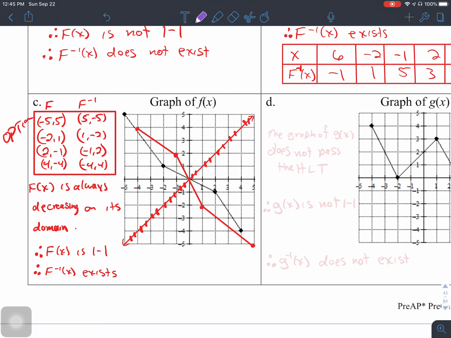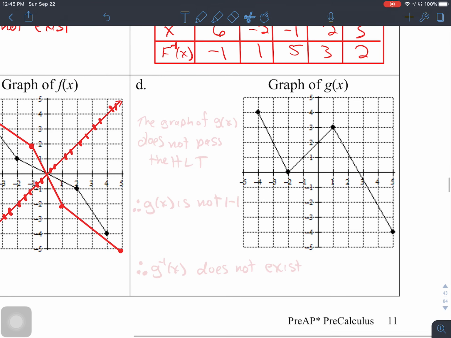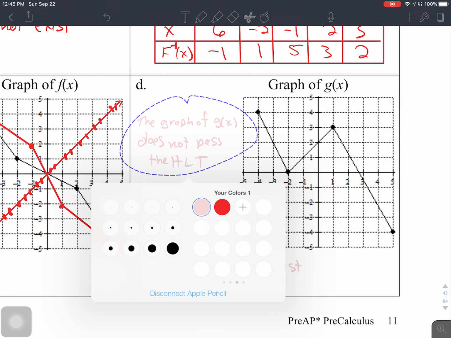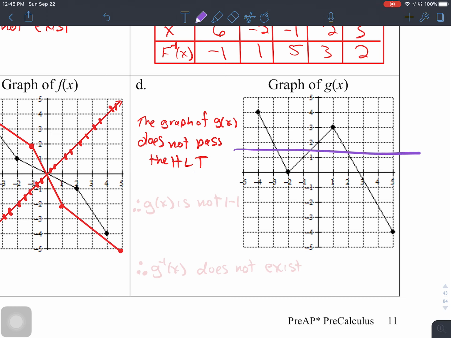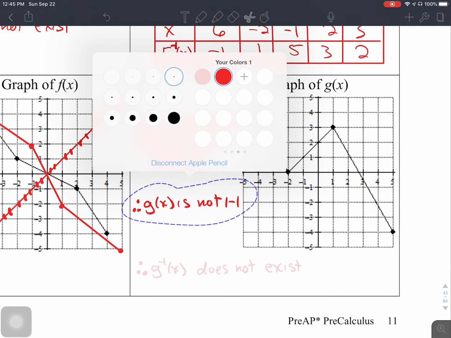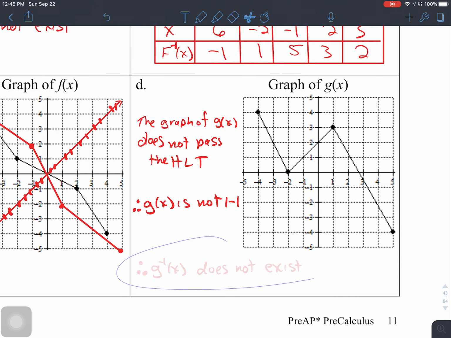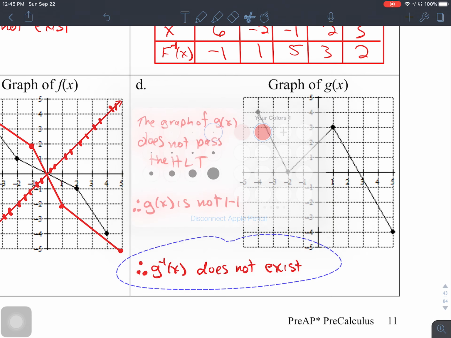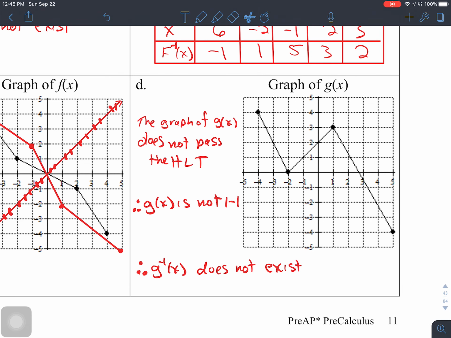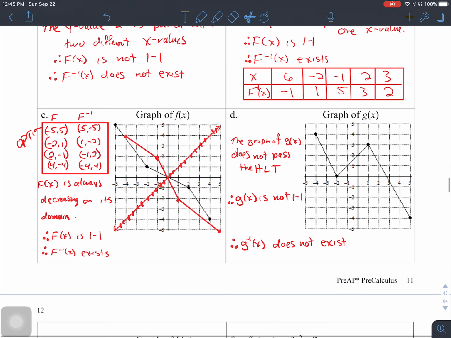So there's C. D, to determine what the inverse is, we got to first figure out, is it one-to-one? And guess what? This graph does not pass the horizontal line test. I could draw a horizontal line through lots of places, and I'm hitting the graph in more than one location. What conclusion can we draw from that? G of x is not one-to-one. What conclusion can we draw from that? G inverse cannot exist. The only way the inverse function can exist is if the original function is one-to-one.